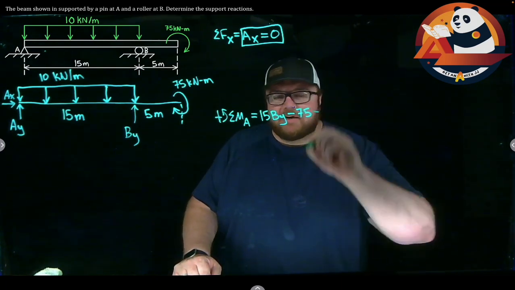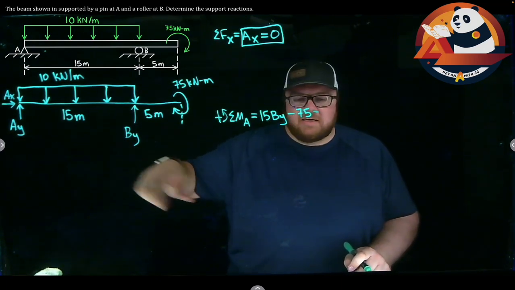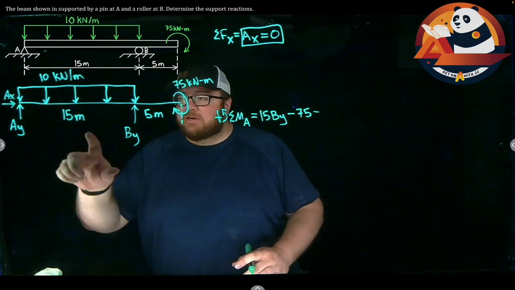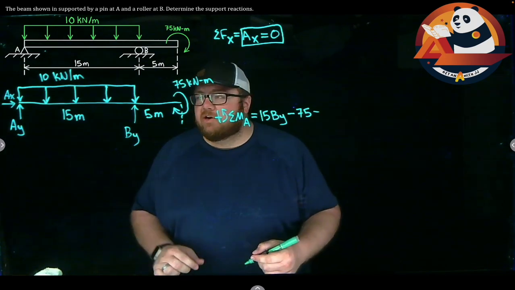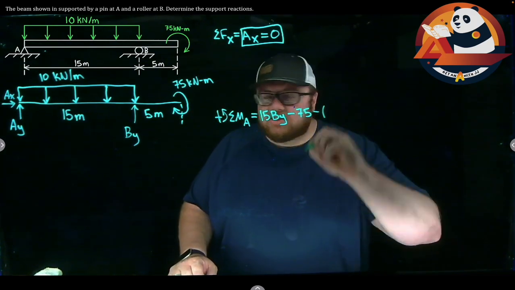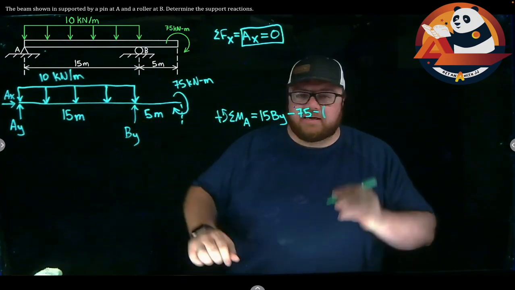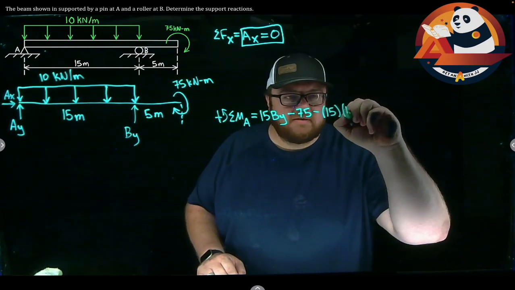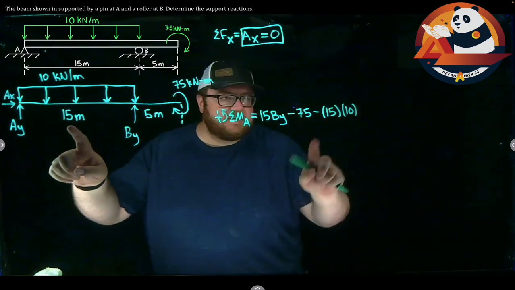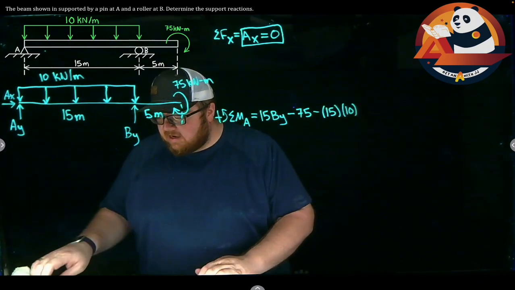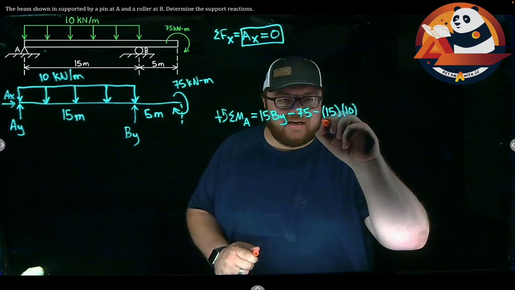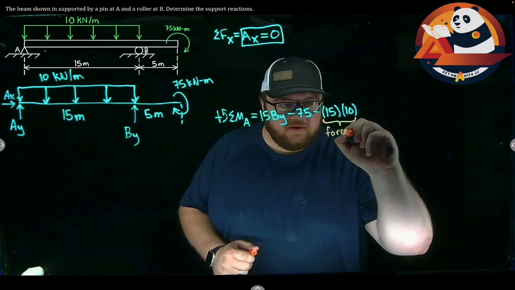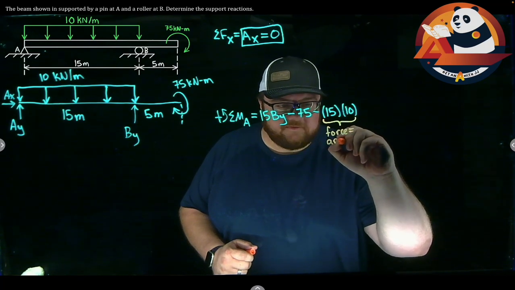But then we'll go on and get our distributed load. So minus, I need force times distance on this. The force component of a distributed load is just what's the area of that distributed load. I have a rectangle, so the area is base times height. 15 times 10. Base is 15, height is 10. Let's even label that. For that distributed load, this is my force. And that force is just the area.